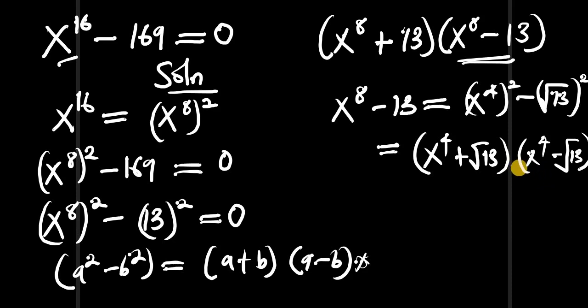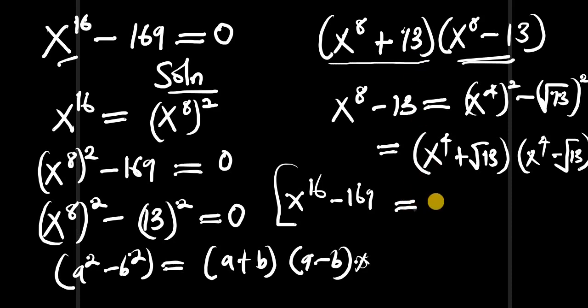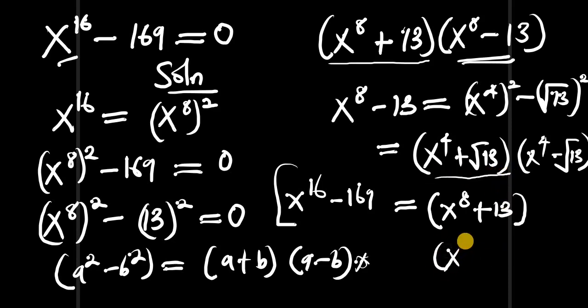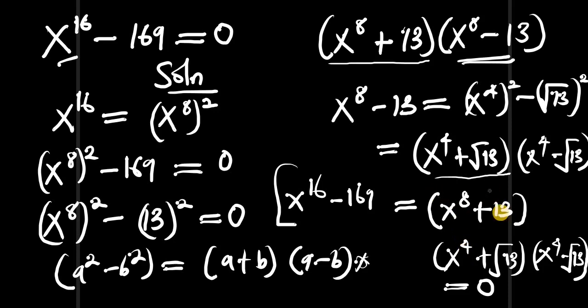So what is the next thing? Now the whole of this equation, x power 16 minus 169, is simply equal to x power 8 plus 13, then x power 4 plus root of 13, then x power 4 minus root of 13, and this is equal to 0. So this is what we're going to work on.